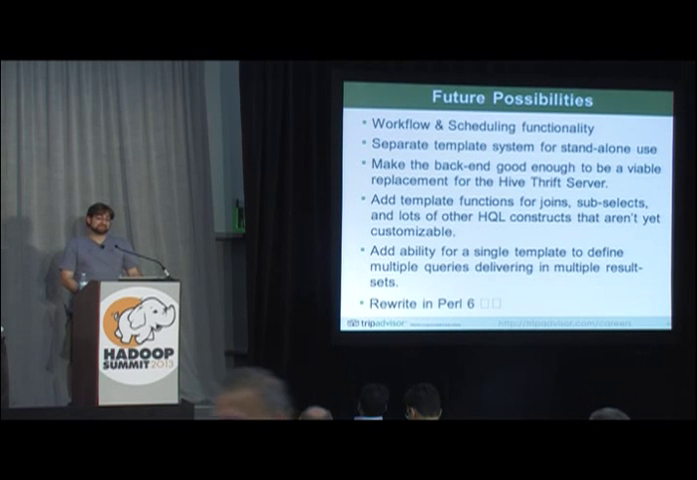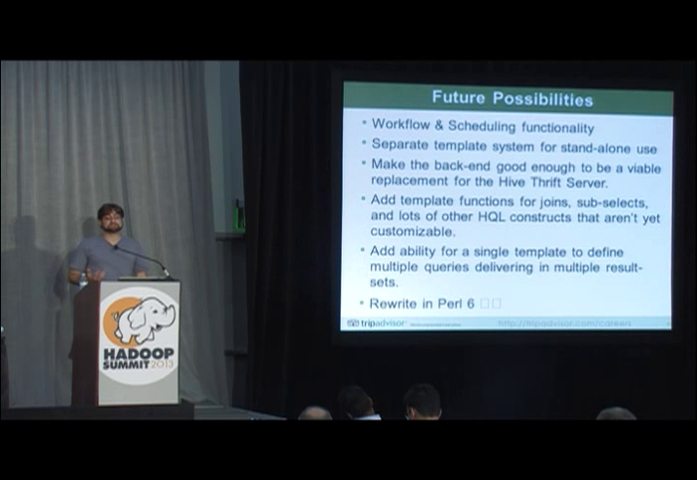I've been thinking of cleaning up the back end's API and making it a somewhat viable replacement for the Hive Thrift server, but we'll see how good HiveServer2 is. I would like to add template functions to be able to construct entire joins and subselects and things, and there's no reason we can't do it, just nobody's asked me yet, and so I haven't done it. We would also like a single template to be able to deliver multiple result sets.